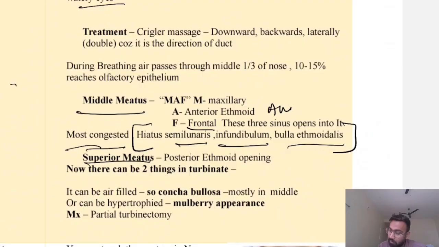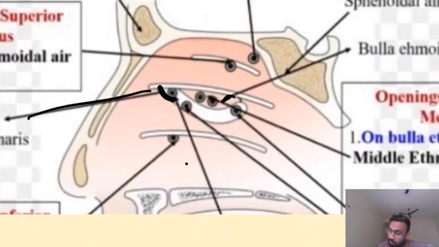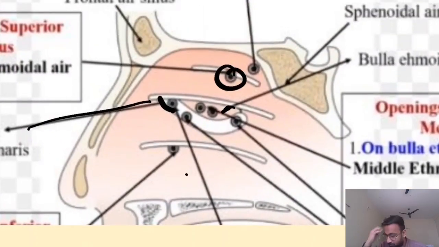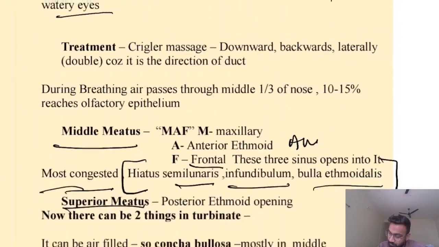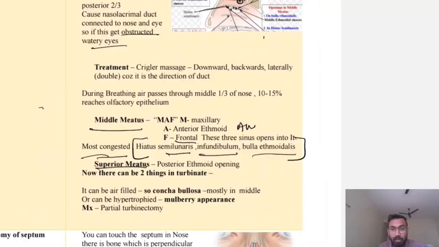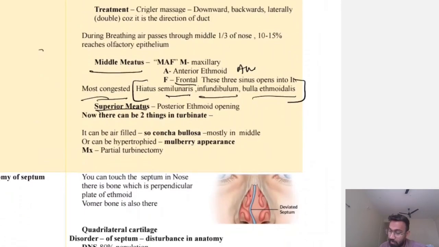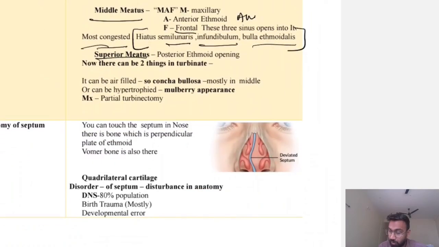Now superior meatus. In superior meatus, you can see the posterior ethmoidal air sinus opening. So you have to understand the anatomy of all three turbinates and all three meatus, and what are the openings in each meatus. Because they will ask you a question, definitely they will ask you a question from the anatomy.